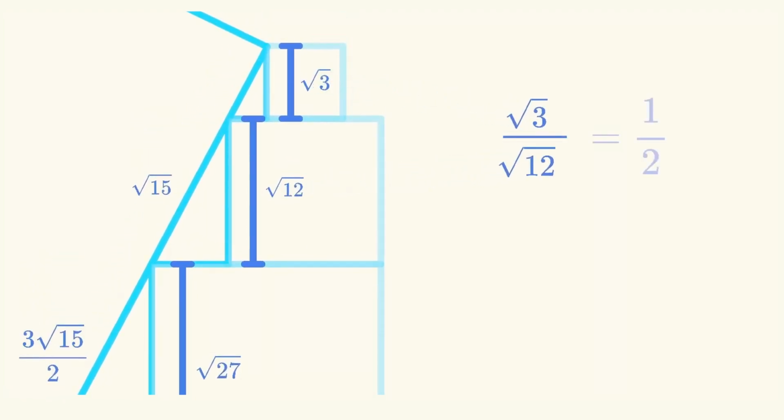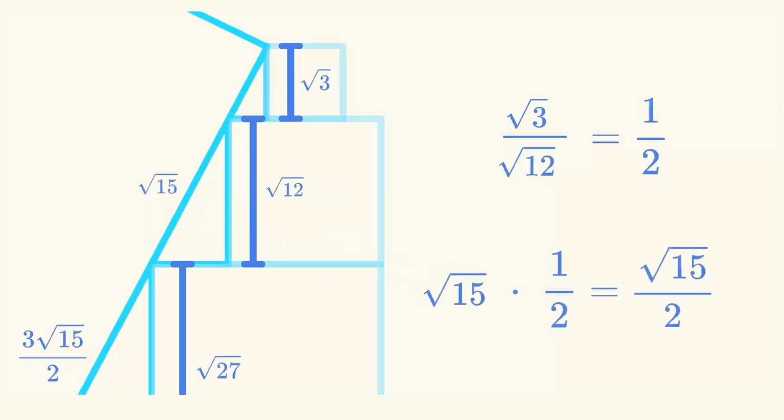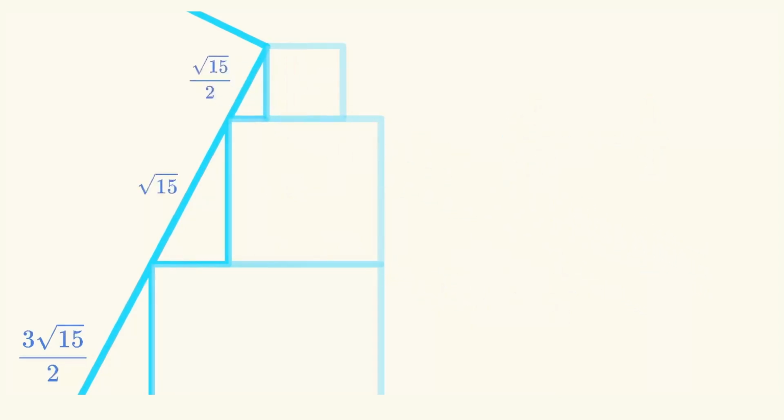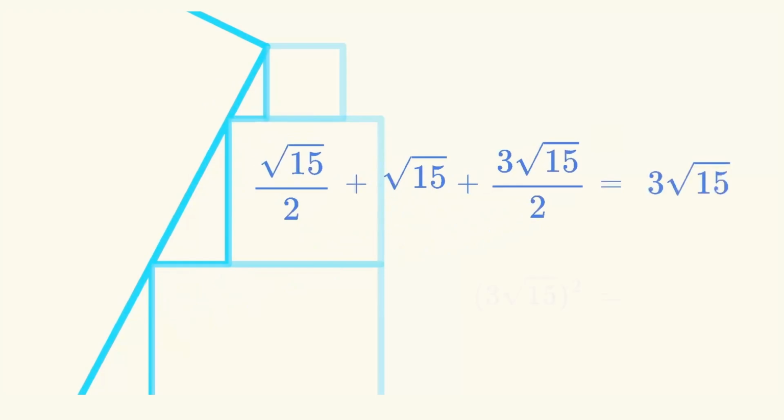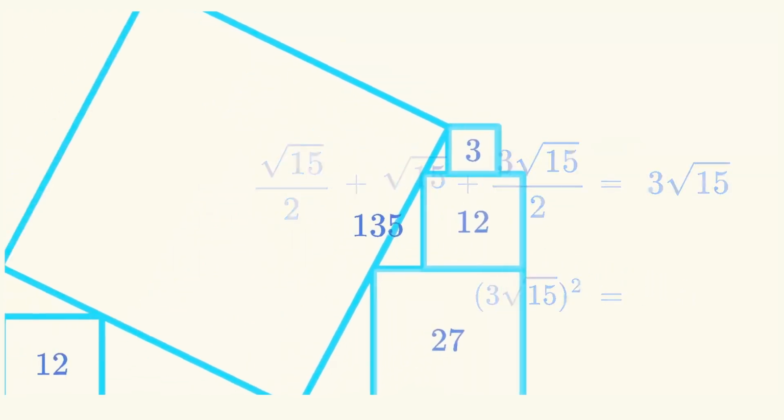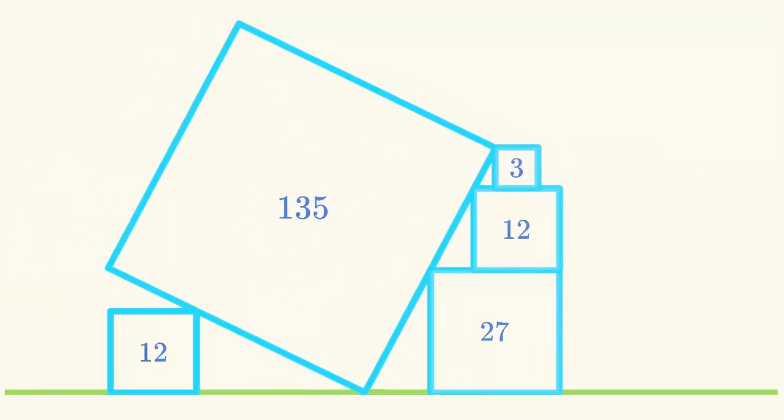Its sides are in a ratio of 1 to 2 with those of the middle triangle, so the length of the top triangle's hypotenuse is half that of the hypotenuse of the middle triangle. The side length of the toppled square is equal to the sum of the lengths of the three hypotenuses, or 3 times the square root of 15. We can square that number to get its area, which turns out to be 135.